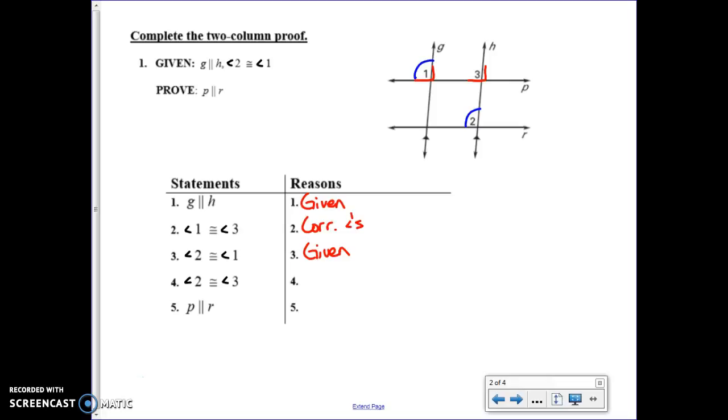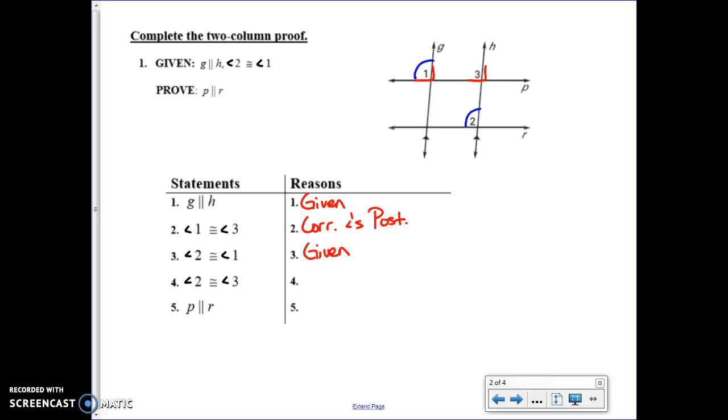Now we need to decide whether it's the corresponding angles postulate or the corresponding angles converse postulate. Since parallel comes first, since we know they're parallel and we're proving they're congruent, it's just the plain postulate. If it were flipped, it would be the converse.